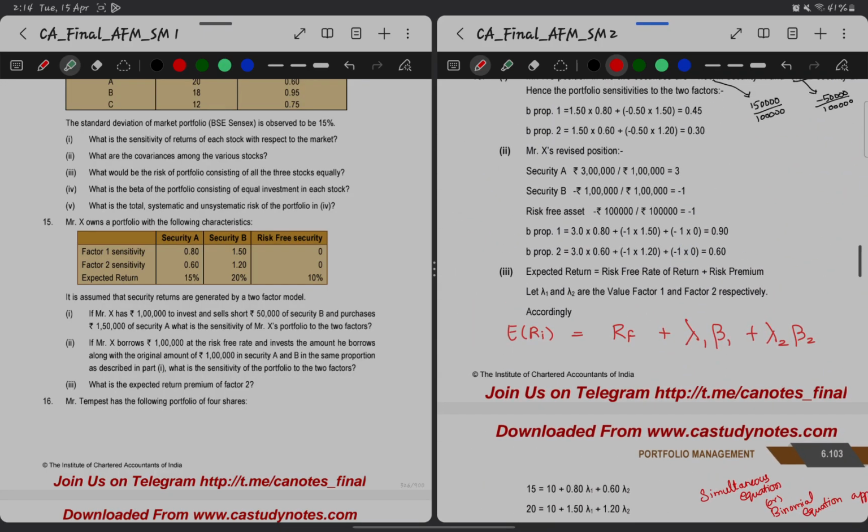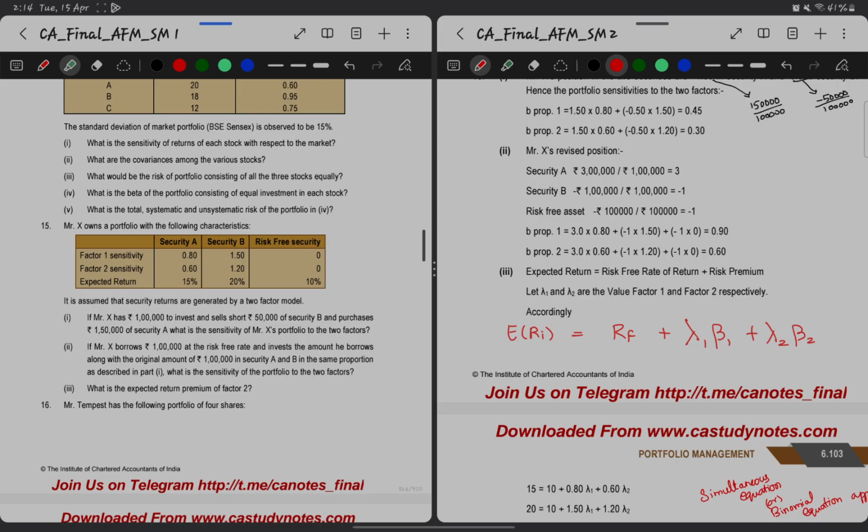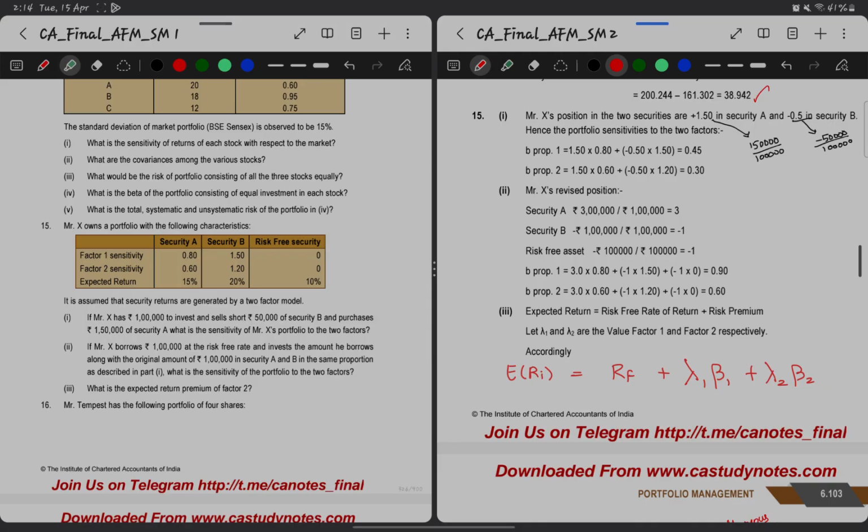Now the first requirement is, if Mr. X has 1 lakh to invest and sells short 50,000 of security B and purchases 1,50,000 of security A, what is the sensitivity of Mr. X's portfolio to the two factors? Mr. X has 1 lakh to invest and sells short 50,000. Sells short in the sense even if he doesn't have those shares, still he can sell, which signifies that the security is a derivative.